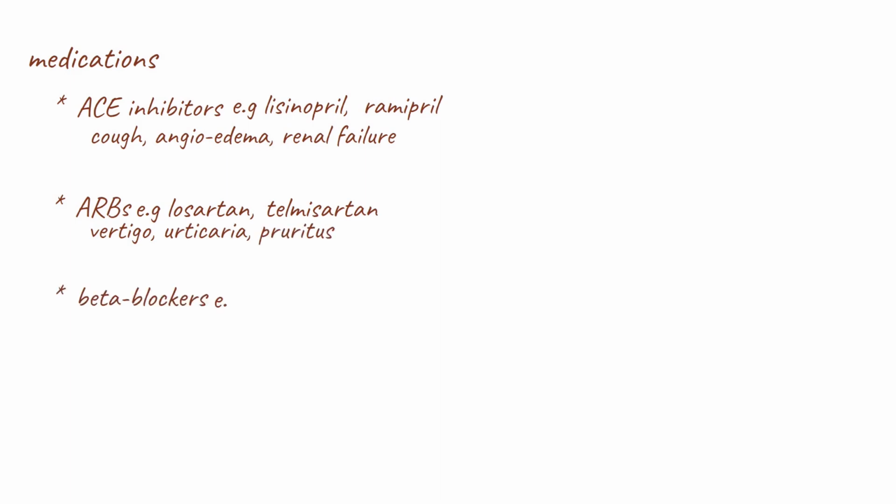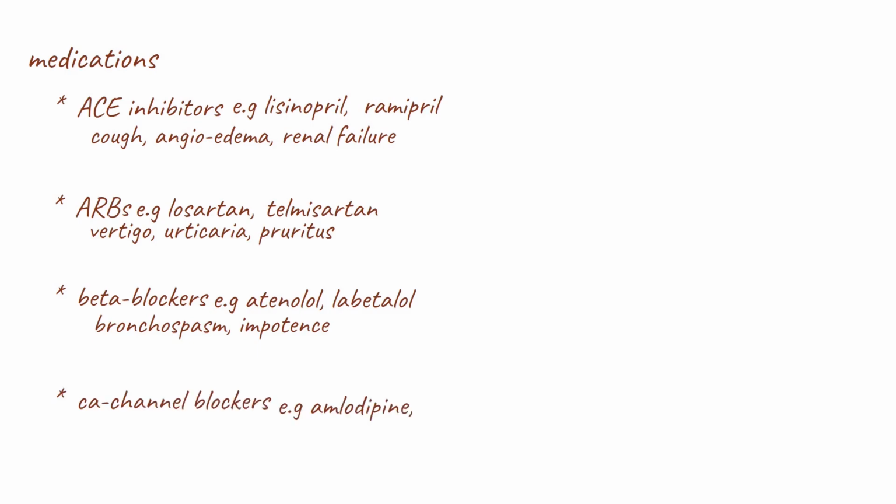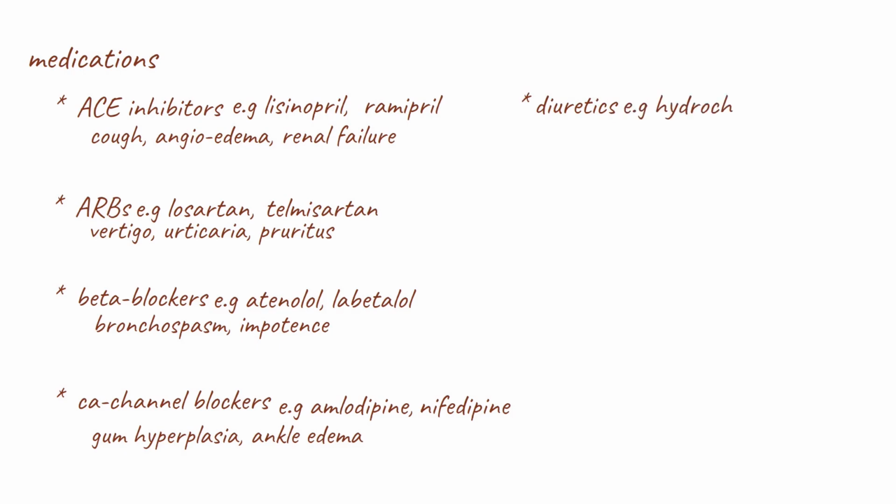Beta blockers such as atenolol and labetalol reduce the heart rate and cardiac output. Side effects include bronchospasms and impotence. Calcium channel blockers such as amlodipine and nifedipine prevent calcium from entering the cardiac myocytes and vascular smooth muscle cells, leading to reduced cardiac contractility and vasodilation. Side effects include gum hyperplasia and angioedema. Diuretics, including thiazide diuretics such as hydrochlorothiazide and the potassium-sparing diuretic spironolactone. Side effects of hydrochlorothiazide include hypokalemia and impotence.